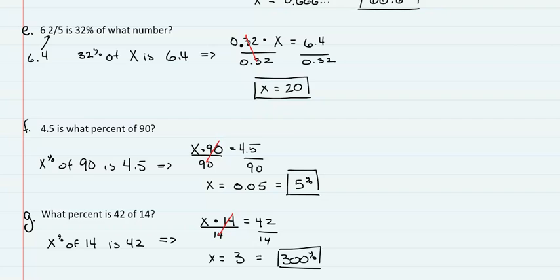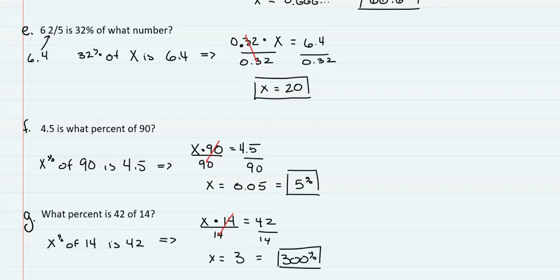For E, you want to change 6 2/5 to 6.4. So 32% of X is 6.4. You change 32% to 0.32 because it's a percent and you have to have it in a decimal form to do the math with it. So you get 0.32 times X is 6.4. Divide both sides by 0.32 and you get 20. So 32% of 20 is 6.4, and that does make sense.